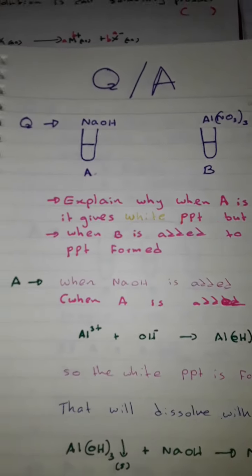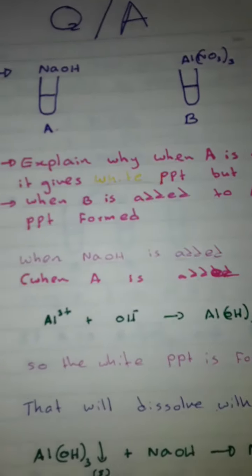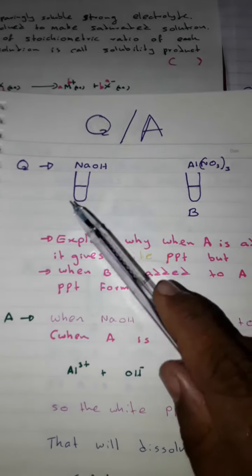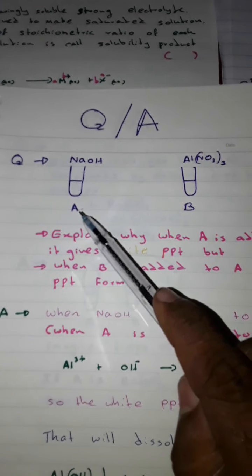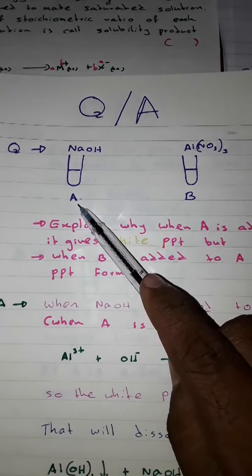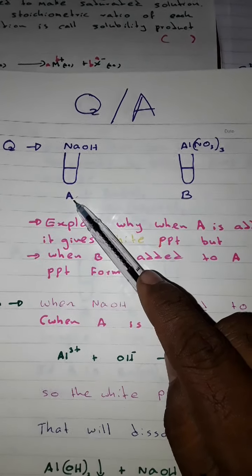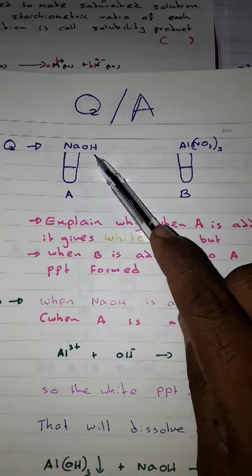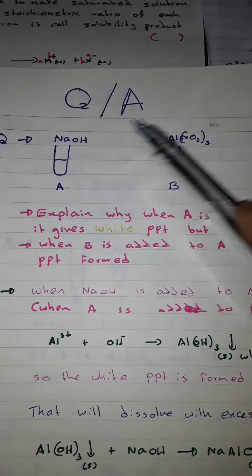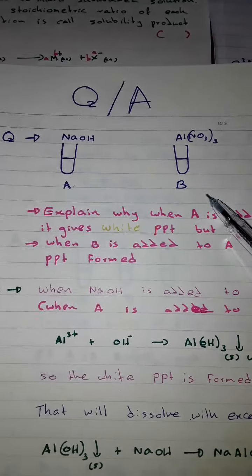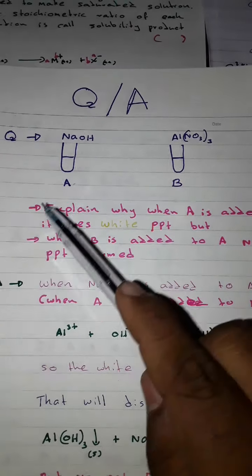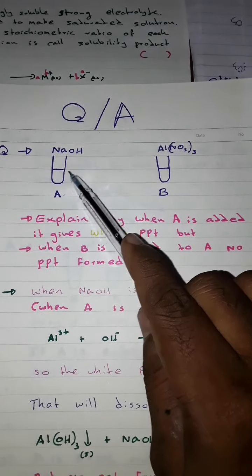Okay, today we are going to discuss another Q&A part, that is, question and answer. I am going to explain this question like this. I have two solutions. One is A. Solution A is a sodium hydroxide solution and solution B is an aluminium nitrate solution. A is sodium hydroxide, B is what? Aluminium nitrate.